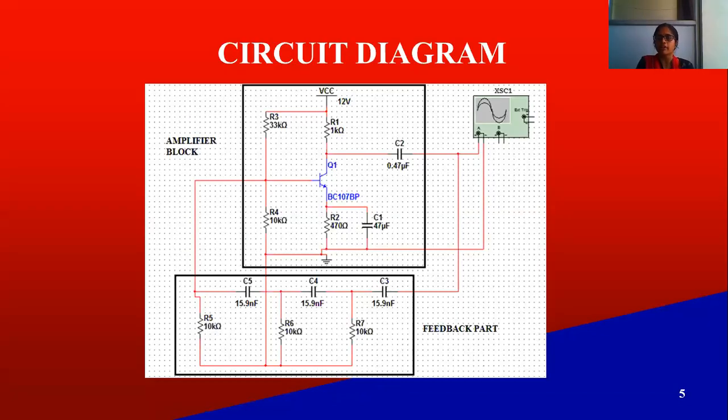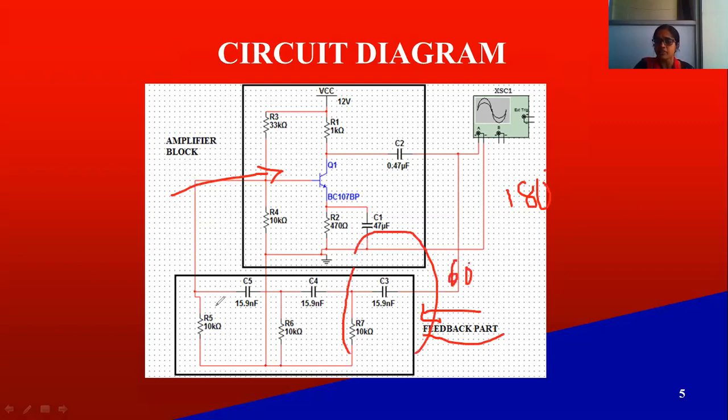This is the circuit diagram of our RC phase shift oscillator. Here, this part is your amplifier block and this part is the feedback part. Since it's a common emitter BJT amplifier, it produces a phase shift of 180 degrees and the remaining 180 degree phase shift needs to be produced by the feedback part. Among the 180 degrees, each RC network produces a phase shift of 60 degrees. Three such networks are used to produce a phase shift of 180 degrees. Therefore, total phase shift around the loop is equal to 360 degrees, which satisfies the Barkhausen criteria. This is the circuit diagram of your RC phase shift oscillator.